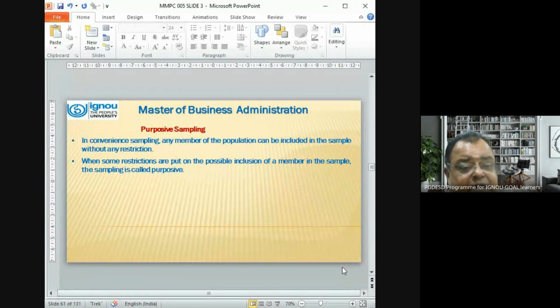Purposive sampling. In convenience sampling, any member of the population can be included in the sample without any restriction. When some restrictions are put on the possible inclusion of a member in the sample, the sampling is called purposive. That means basically for a particular purpose.